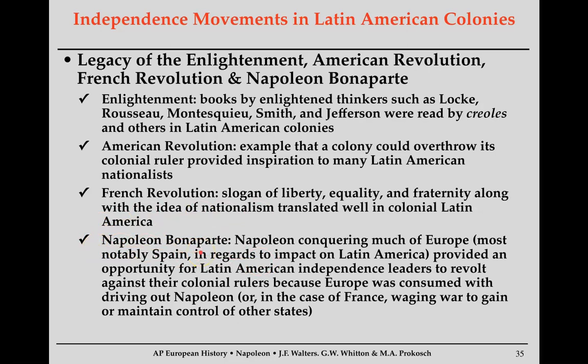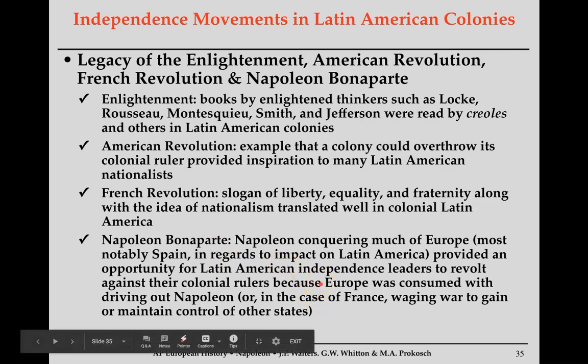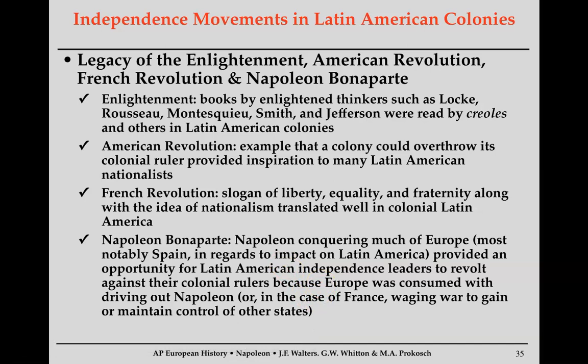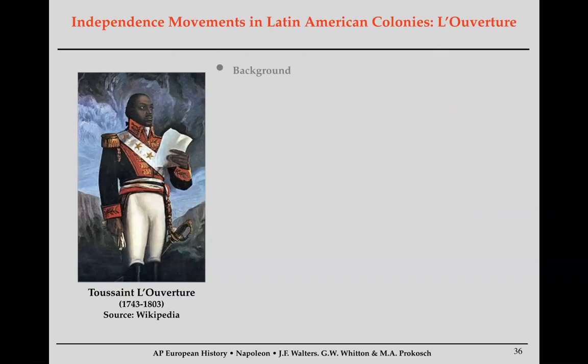When Napoleon is taking over a good portion of Europe, these countries like Spain, like Portugal, they have bigger fish to fry than just worrying about their colonial holdings. So now Latin American independence leaders see their opening. They can take advantage of Napoleon's conquering of Europe to become independent of their former colonizers.